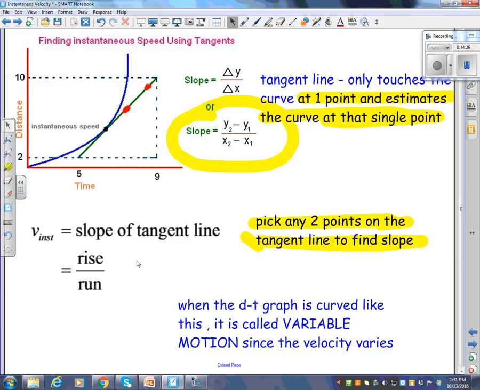When the DT graph is curved like this, it is called variable motion. Variable motion because the velocity varies. It changes. You can usually use a calculator as well. Even the edge of your phone will work.